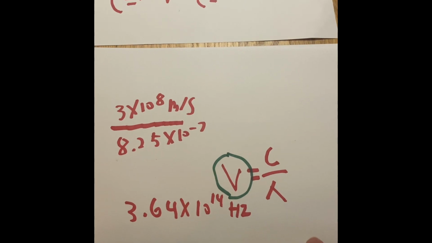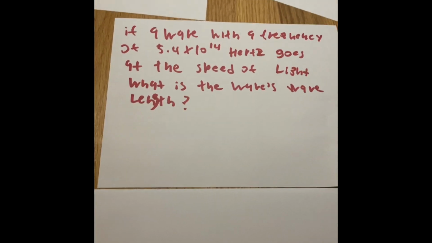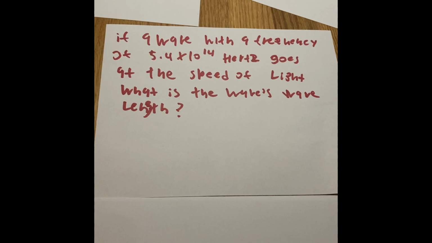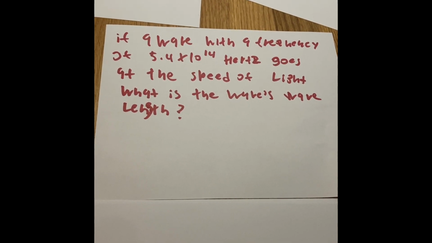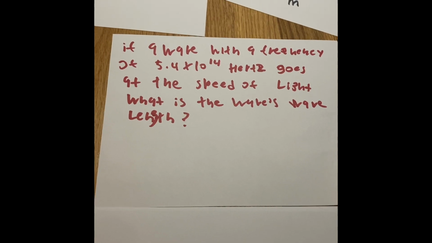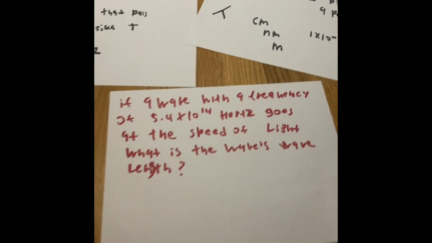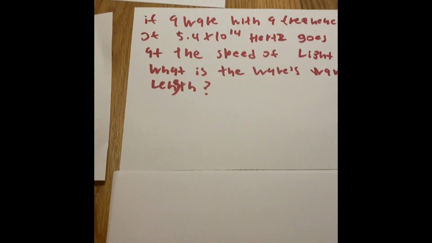Now we have another example. We are not at our destination yet. We still have one more problem to solve. If a wave with a frequency of 5.4 times 10 to the 14 hertz goes at the speed of light, what is the wave's wavelength? So instead of finding the frequency, we need to find the wavelength instead.